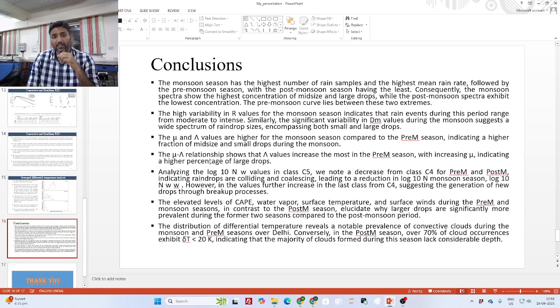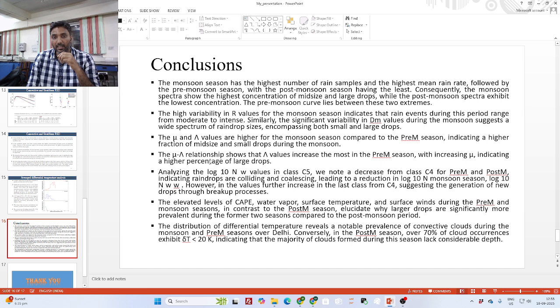Now we can derive several important conclusions from the study. First is that monsoon season has the highest number of rain samples and highest mean rain rate, followed by pre-monsoon. So consequently, the monsoon spectra shows the highest concentration of mid-size and large drops, while post-monsoon spectra exhibit the lowest concentration.